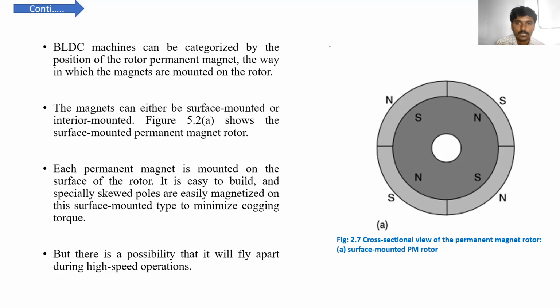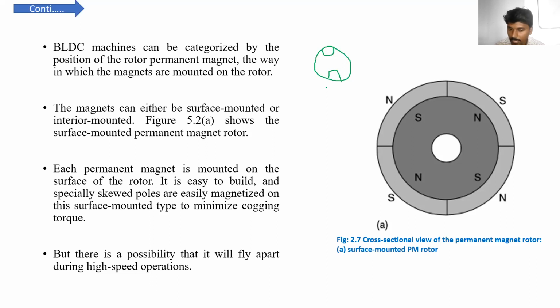If the rotor circuit is like this, and the permanent magnets are placed on the surface of the rotor, then it is called a surface mounted brushless DC motor. If these permanent magnets are placed inside the rotor circuit, that is called an interior mounted brushless DC motor.